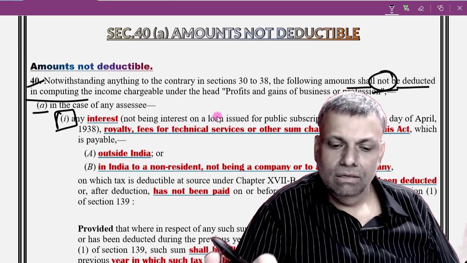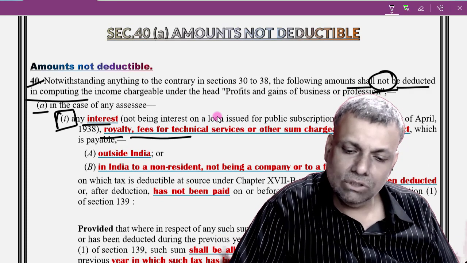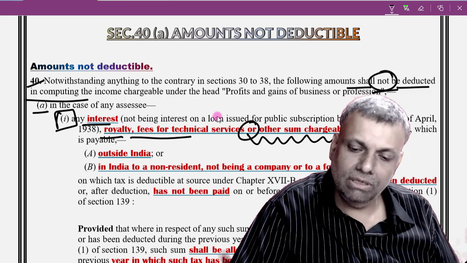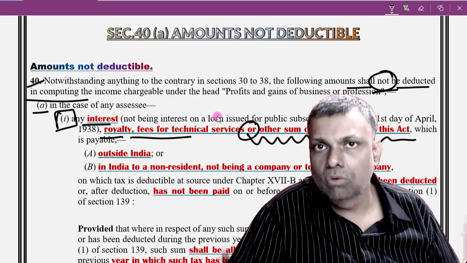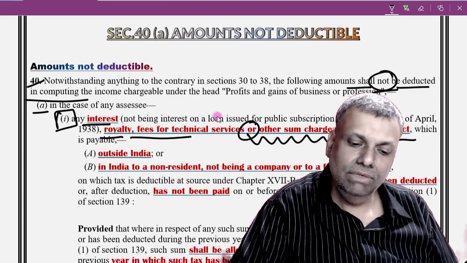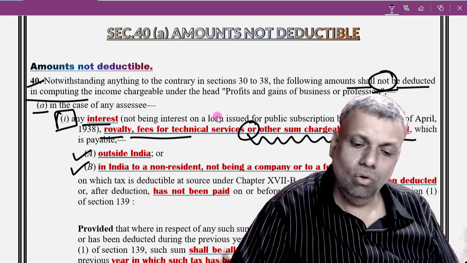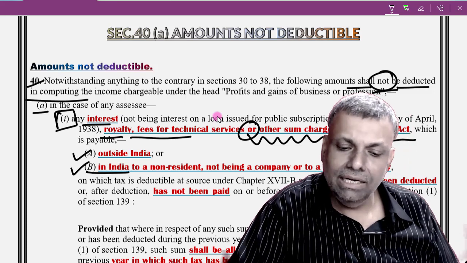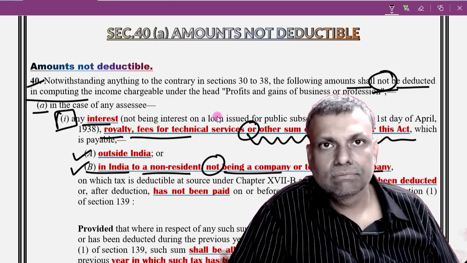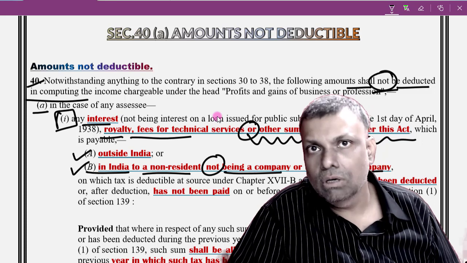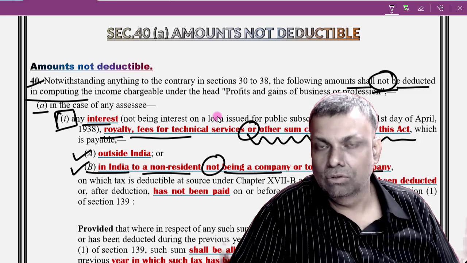Section 40(a)(i) applies where there is any interest, royalty, fees for technical services or any other sum chargeable under the Act. So if the amount is chargeable under the Act, and you are making a payment outside India, or making a payment in India to a non-resident, not being a company, or to a foreign company. That means you are making payment to a non-resident or a foreign company, or making payment outside India. This is the situation.